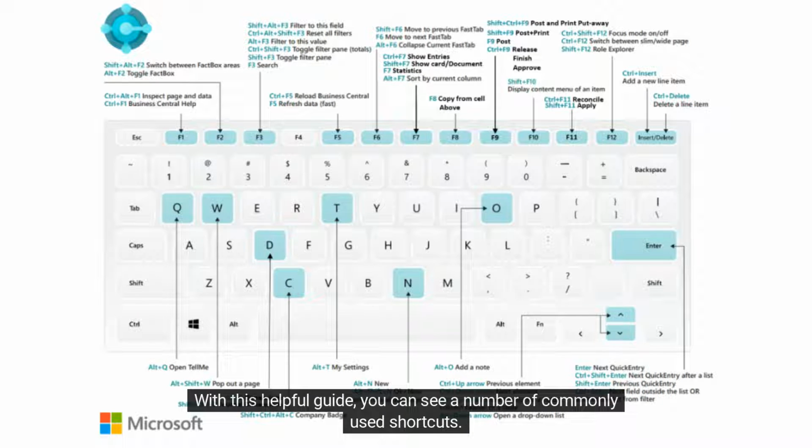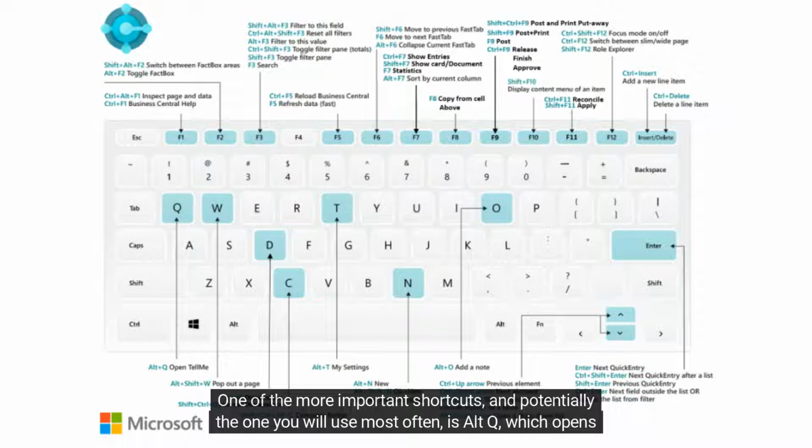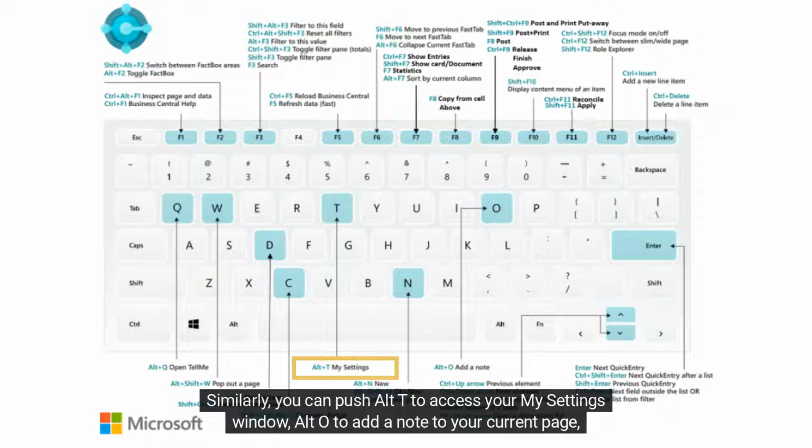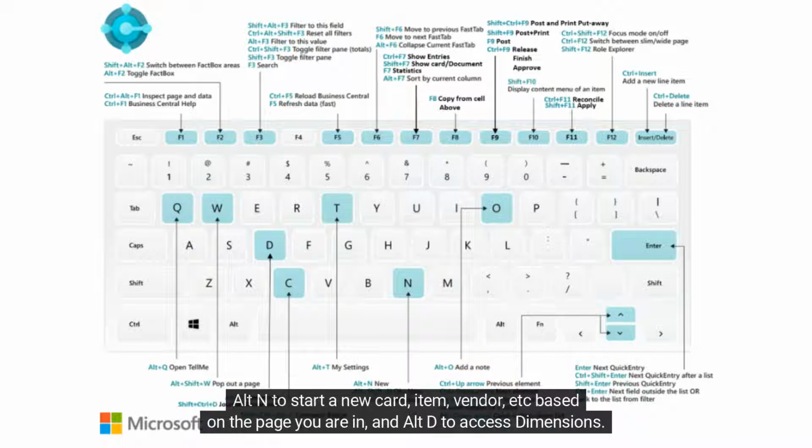With this helpful guide, you can see a number of commonly used shortcuts. One of the more important shortcuts, and potentially the one you will use most often, is Alt-Q, which opens your main search bar. Similarly, you can push Alt-T to access your My Settings window, Alt-O to add a note to your current page, Alt-N to start a new card, item, vendor, etc. based on the page you're in, and Alt-D to access dimensions.